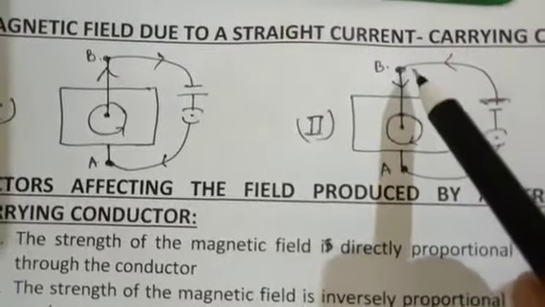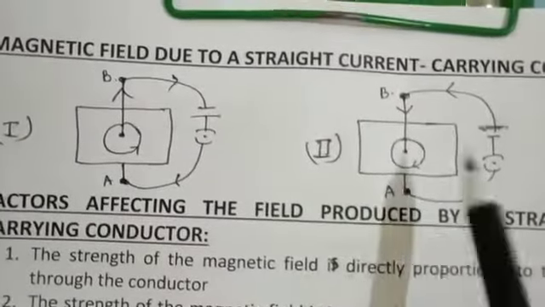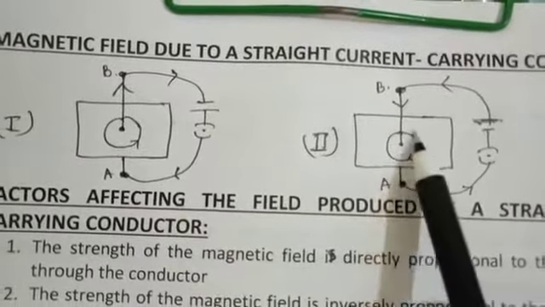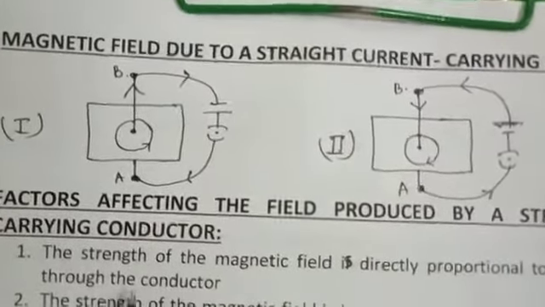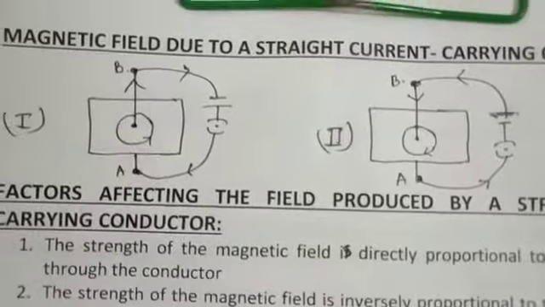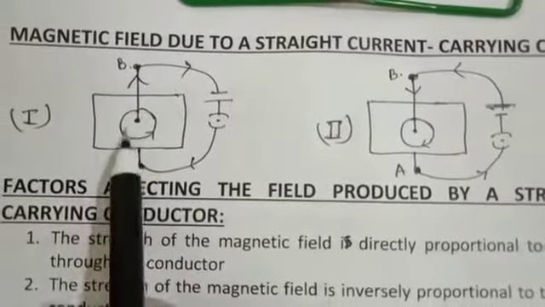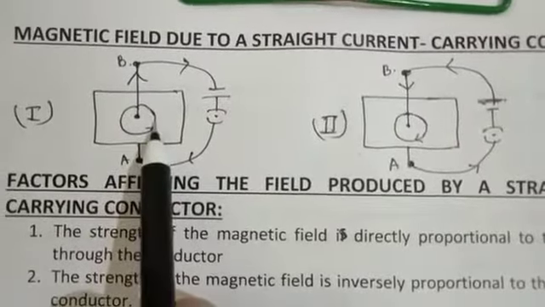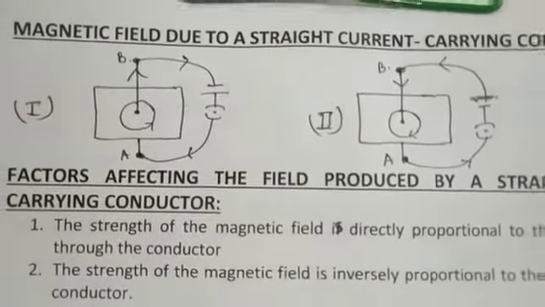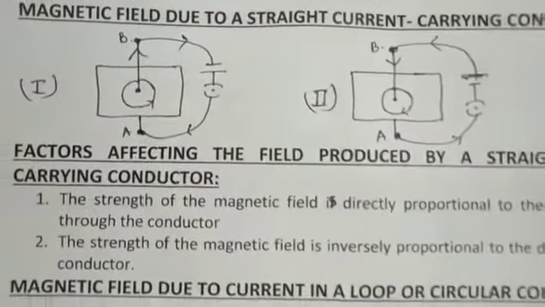So when the current is coming from B to A, it is going to show me the clockwise magnetic field. When the current is going from A to B, it is going to represent the anti-clockwise magnetic field. Now these two things were explained in the previous class.